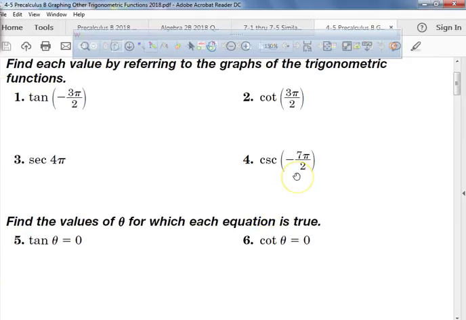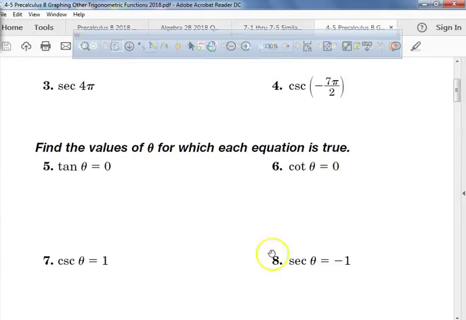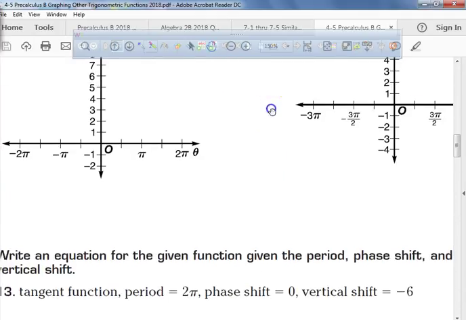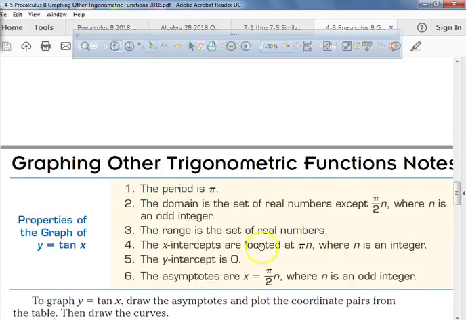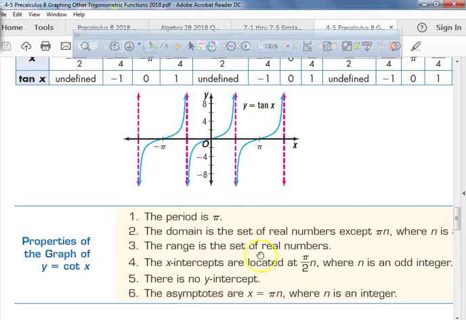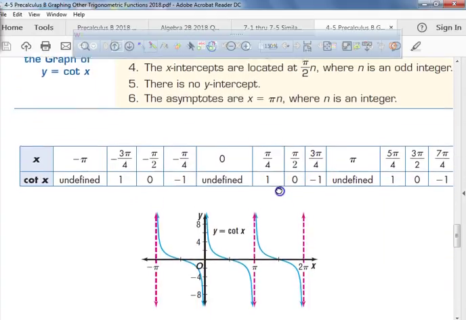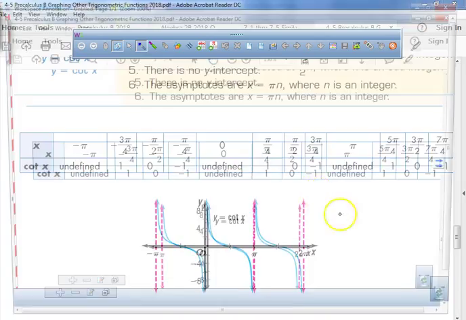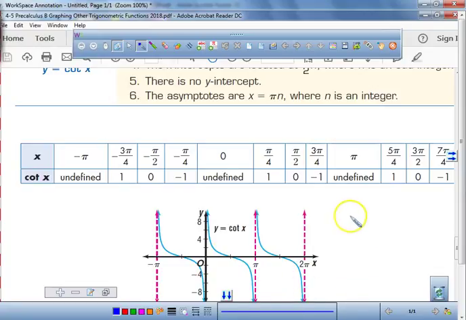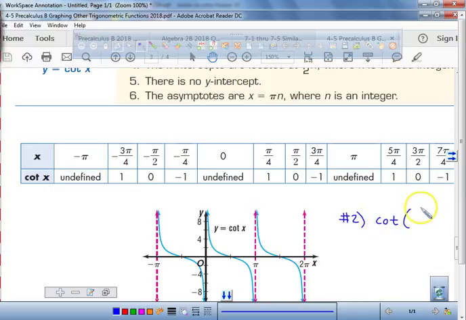So I'm going to show you guys how to use your notes. So we're going to go down here. We're going to look for the notes for cotangent. Scroll them down right here. Oh, that's tangent. Let's look at cotangent. So there's my cotangent of x graph. So I'm going to rewrite problem number 2. And it asked you to evaluate where the cotangent was equal to, what is it, 3 pi over 2? Alright, so 3 pi over 2.